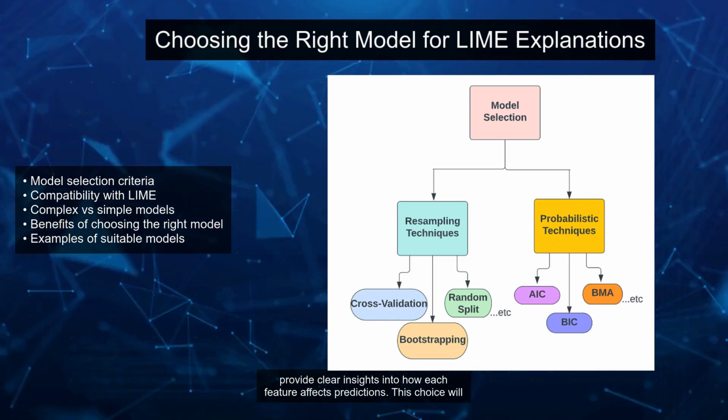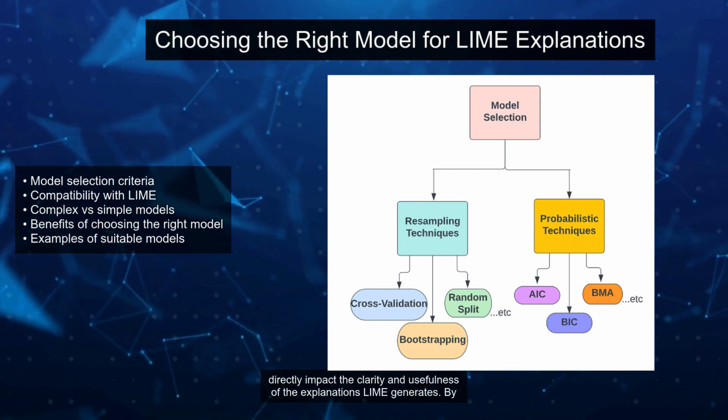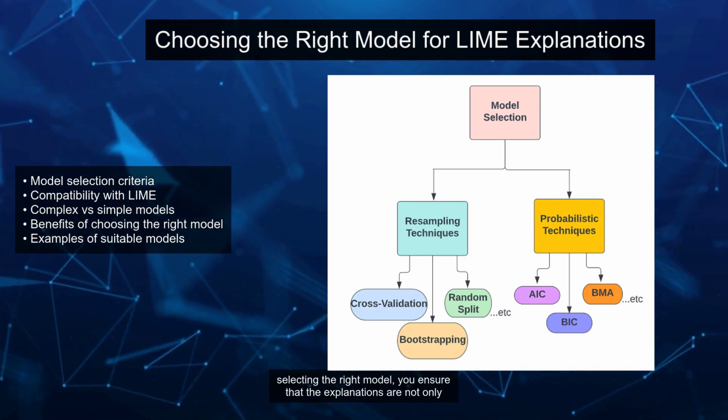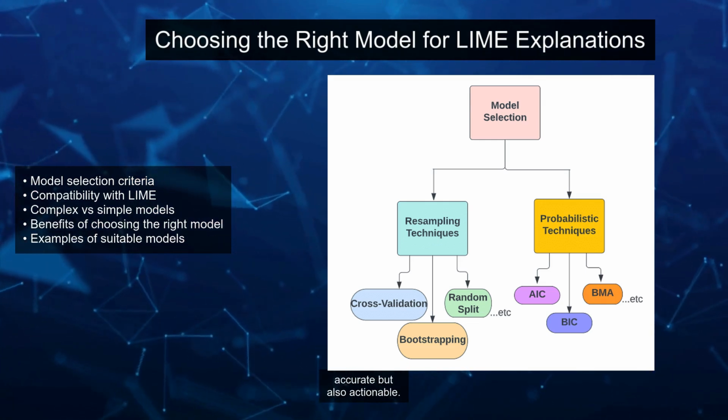The goal is to strike a balance where LIME can provide clear insights into how each feature affects predictions. This choice will directly impact the clarity and usefulness of the explanations LIME generates. By selecting the right model, you ensure that the explanations are not only accurate but also actionable.